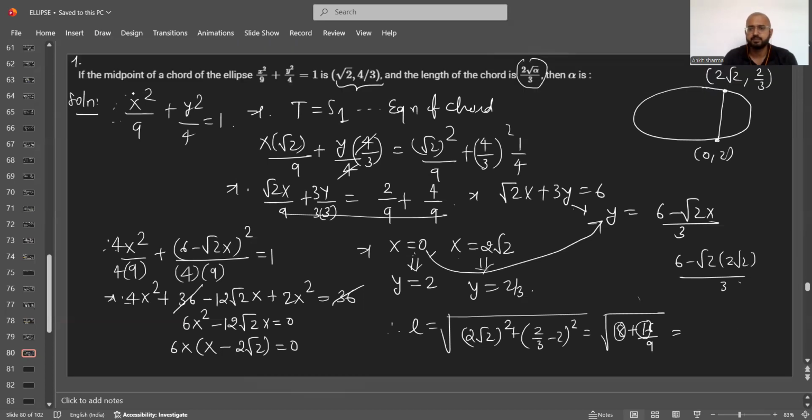So let's do one more step. So 4 is out here already. This gives me 2 plus 4 by 9. So this will be simply 18 plus 4, 22. So 2 by 3 square root of 22, I get. That means my alpha should be 22.